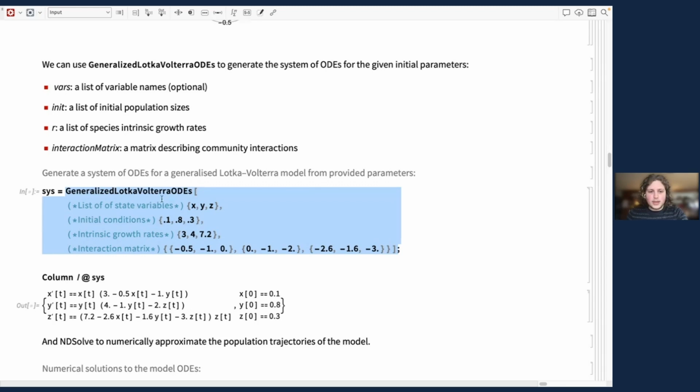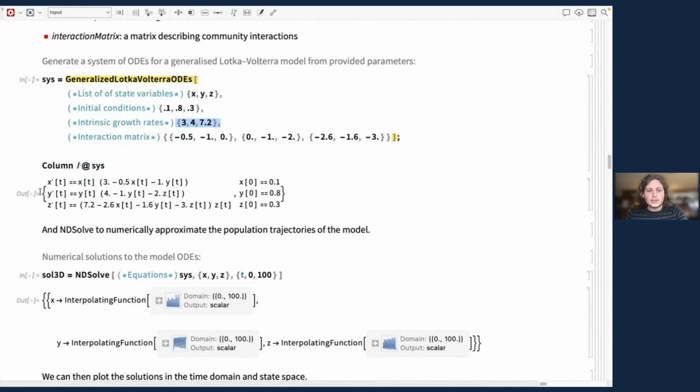So this is an example of what it would look like, setting it up. You say, okay, well, these are species X, Y, and Z. This is the initial sizes of the populations. These are their intrinsic growth rates, and this is their interaction matrix. And it will return a set of differential equations that describes the system, with the differential equations and the initial conditions.